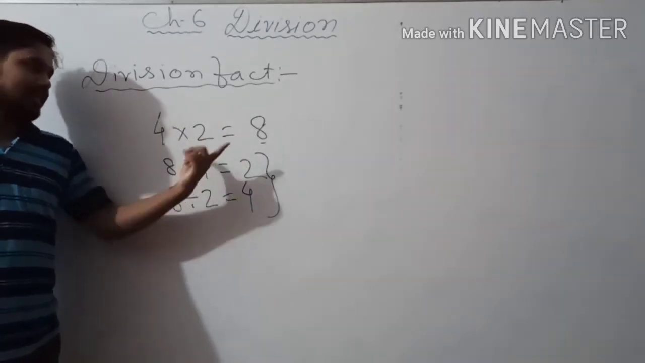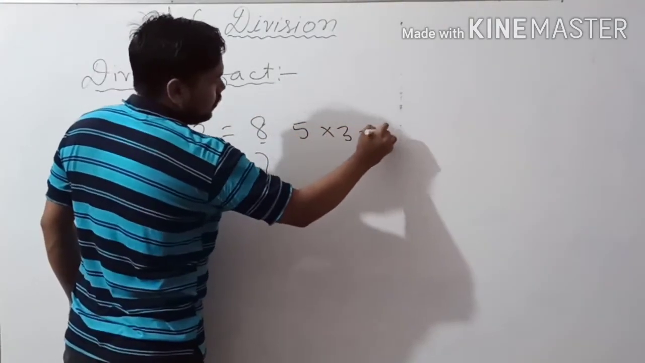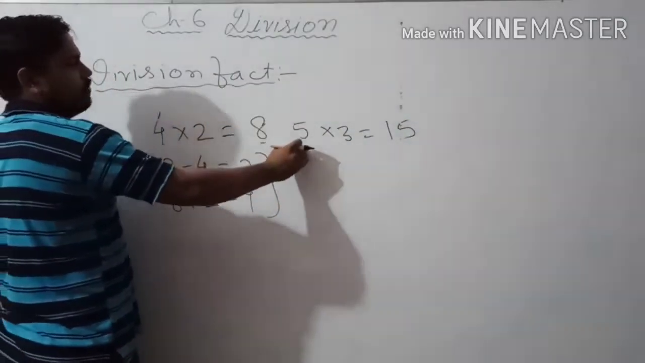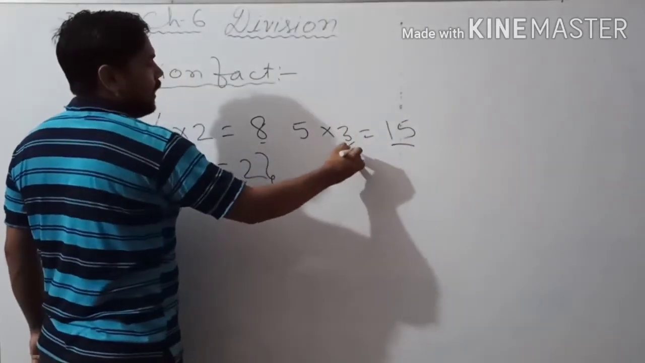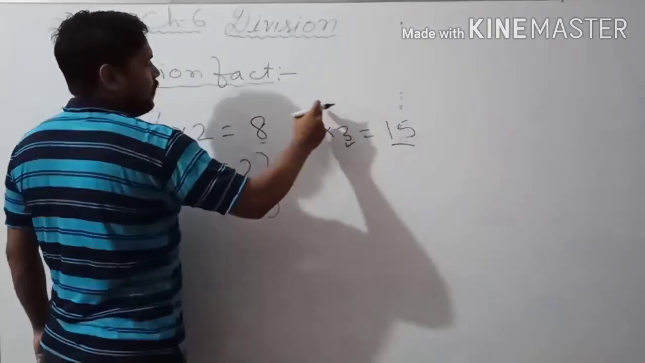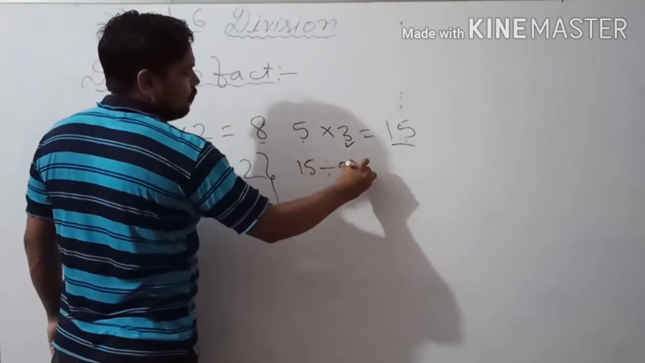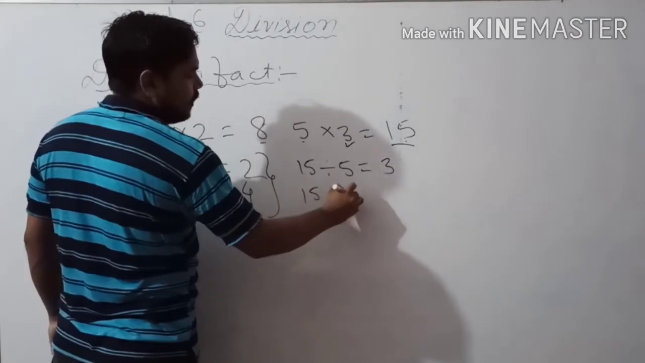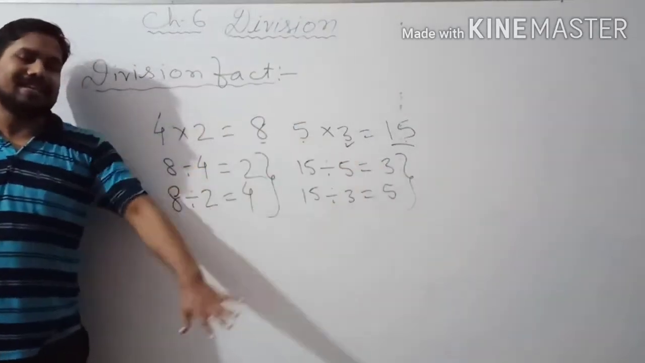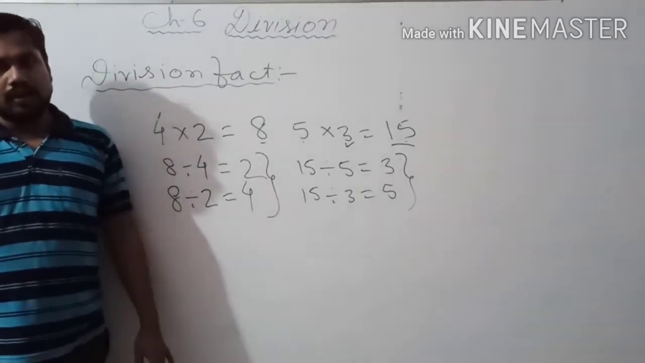उसी तरह से आप और भी एग्जांपल ले सकते हो, जैसे कि 5 into 3 are 15, right? So if 5 times 3 is 15, what will be the division fact of this? तो पहले इससे डिवाइड करेंगे, उसके बाद इससे डिवाइड करेंगे. When we divide by 3 then 5 will come, and when we divide by 5 then the answer will be 3, right? So 15 divided by 5 will be 3 and 15 divided by 3 will be 5. So these two are the division facts of 5 multiply 3 is equal to 15. So this is what we have about the division fact of a number.